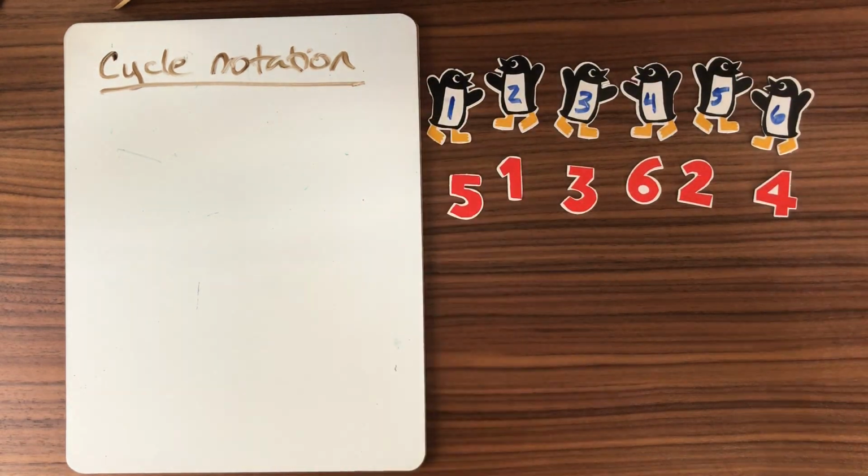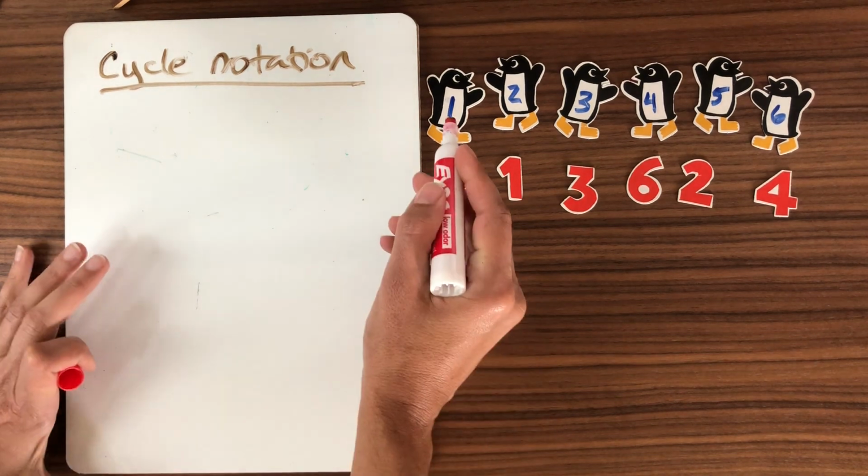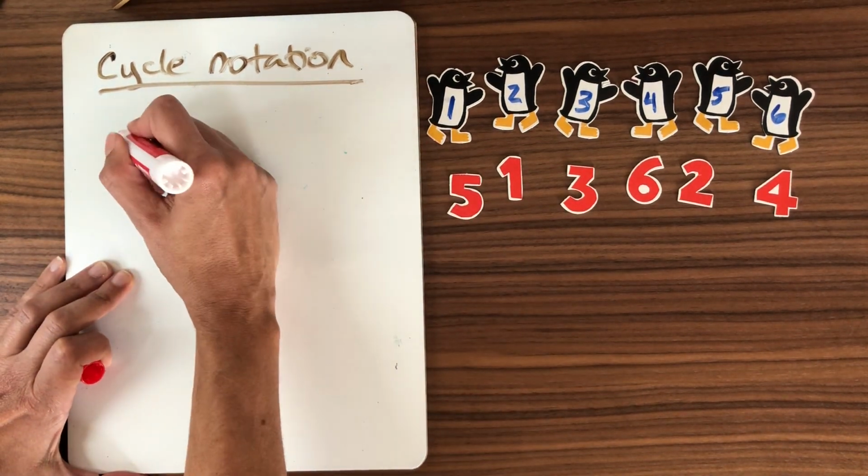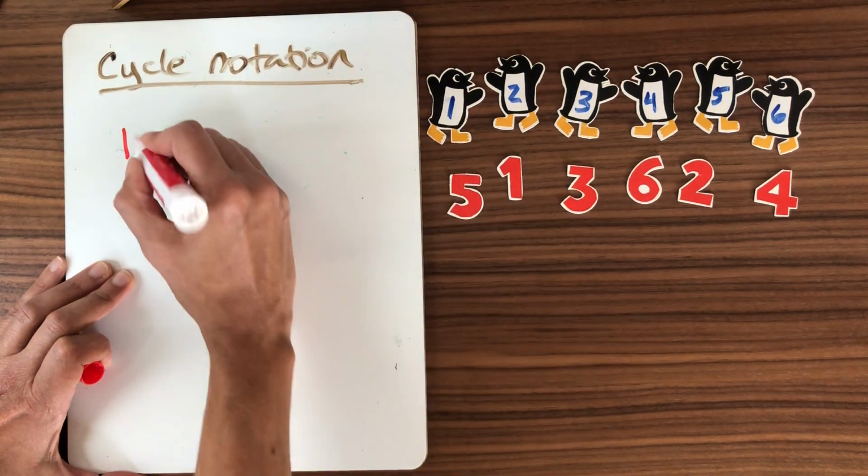Okay. So for cycle notation, what I'm going to do is start with the number 1. Where does the number 1 go? Well, the number 1 goes to 5.